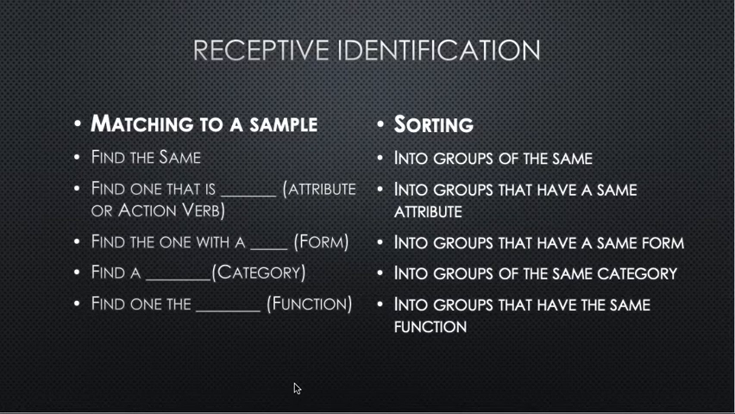Again, as the student progresses in their skill level, you can get finer and finer in your requirements of these discriminations. But you can also be pretty general in your discriminations as well. So this receptive identification programming grows with the student. And then you can also do find me one that has this function. So find one that you sit on, find one that you lie on, find one that you play with, find one that you eat. All of those would fit into the function.